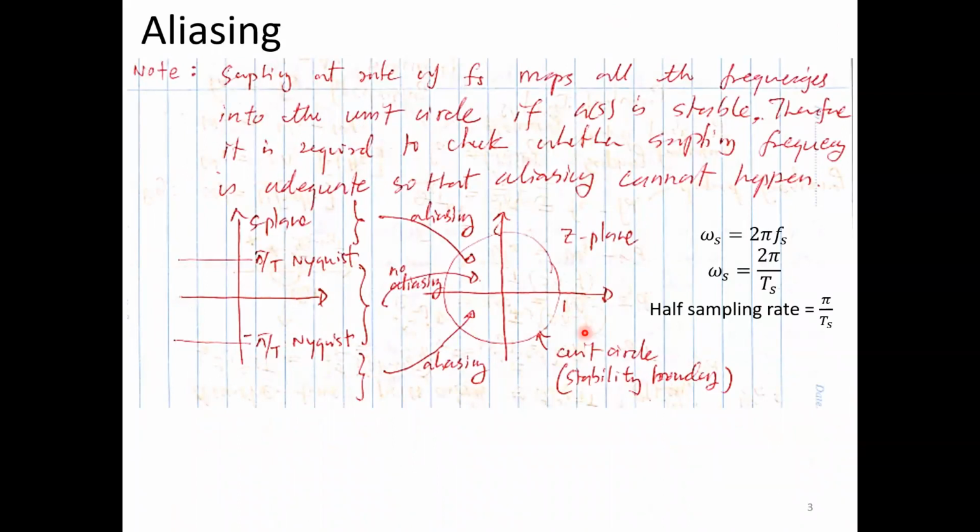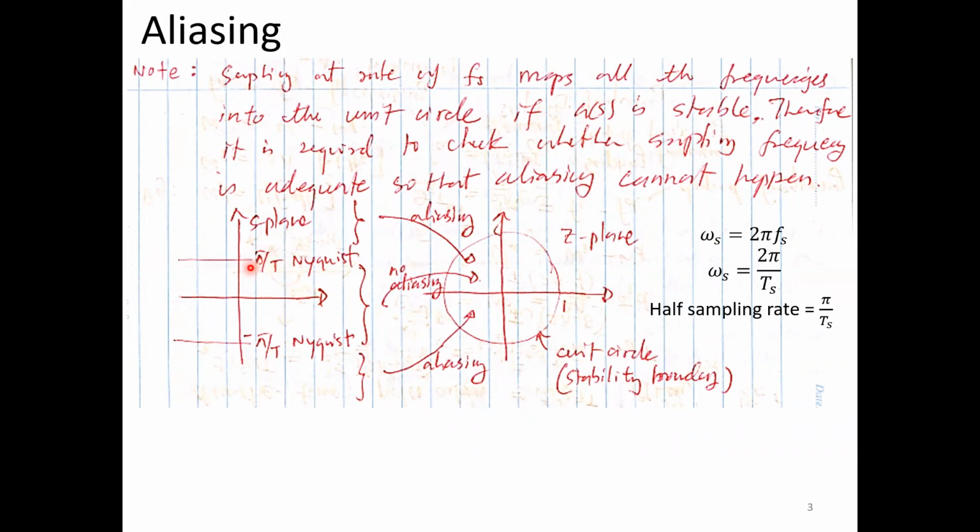So let's read through this. Sampling at the rate of fs maps all the frequencies into the unit circle. And over here you can see the unit circle, very famous in discrete controls. Everybody knows that as long as you are mapping into the unit circle, you are stable. Now this is your continuous-time domain, the S-plane. And what is this pi over T? This is the frequency axis, and this is the Nyquist frequency.